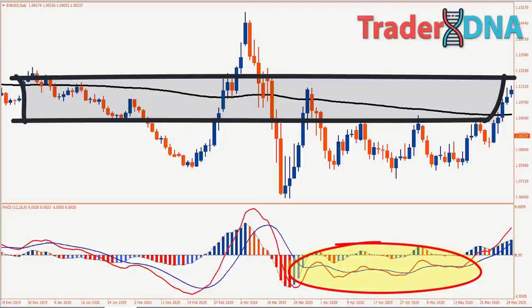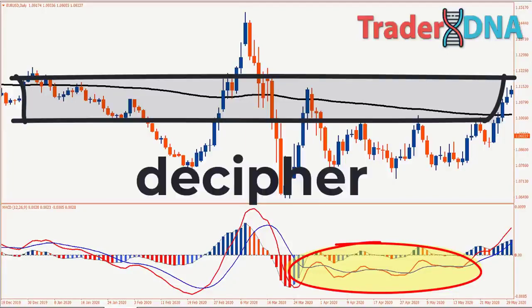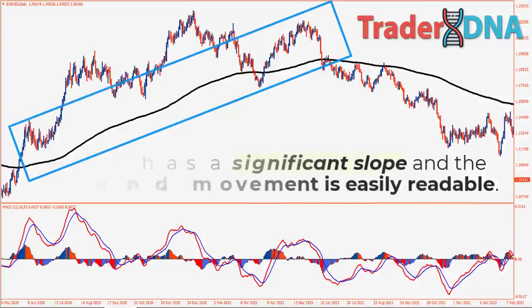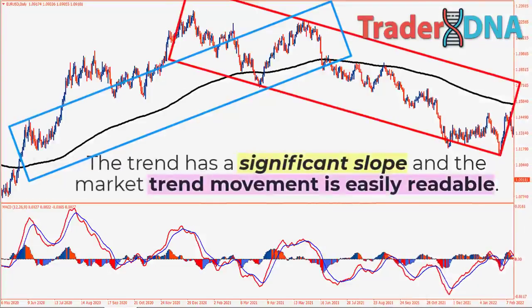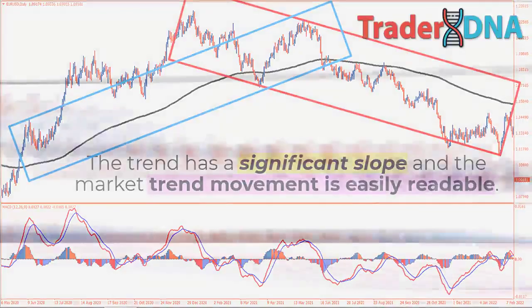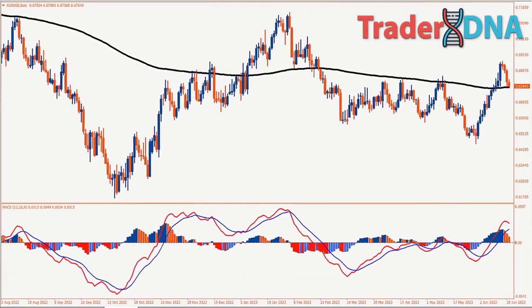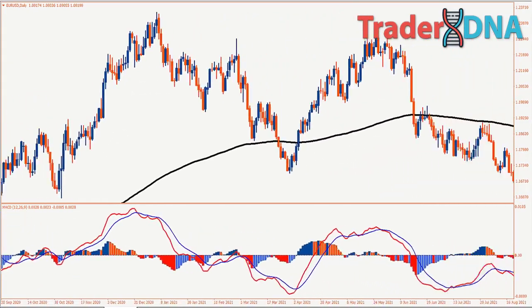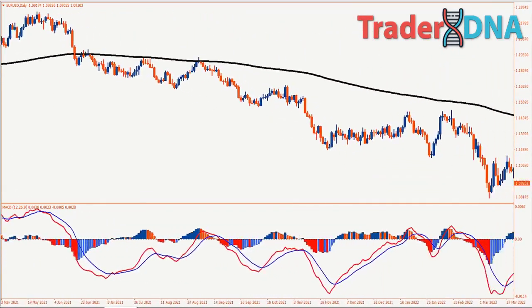To tackle this issue, you should avoid the market if the 200 EMA is clearly horizontal and the previous market movement is hard to decipher. You should only enter the market if the trend has a significant slope and the market trend movement is easily readable. So, I just shared with you a highly effective combination of MACD and the 200 EMA to achieve remarkable win rates. As you can see here, on almost all trading signals, you will gain significant profits.